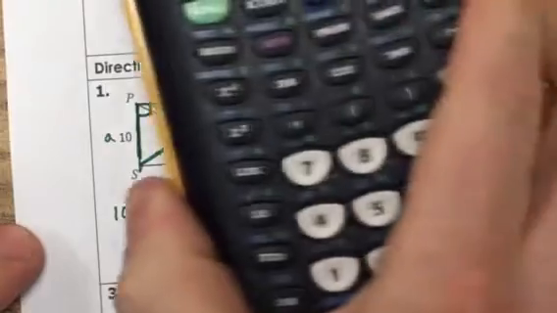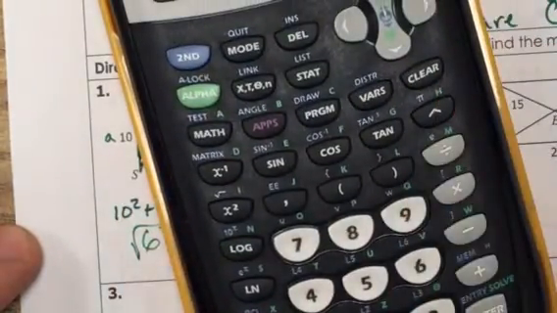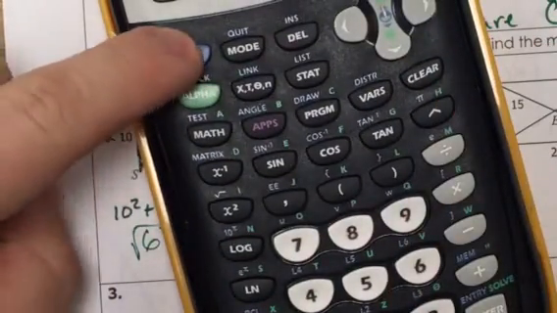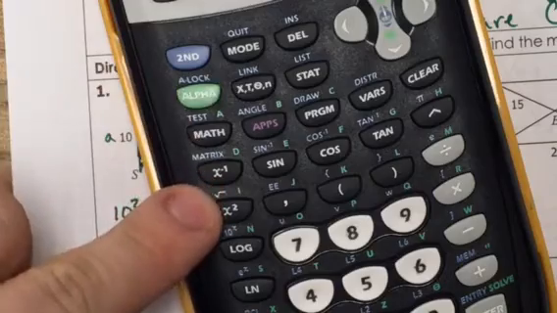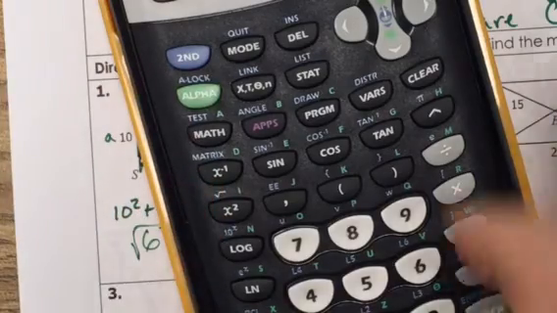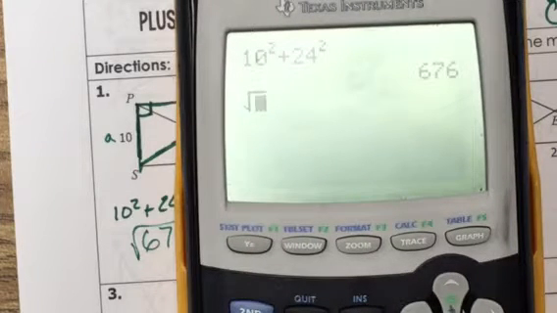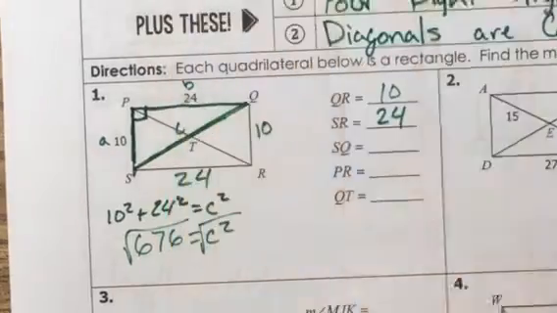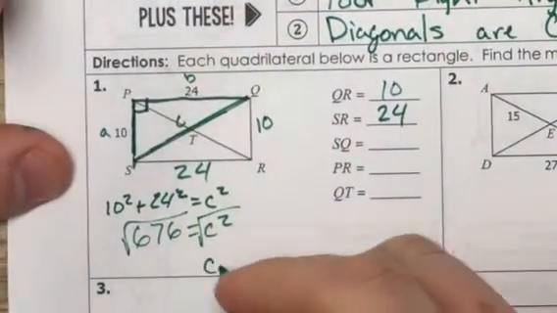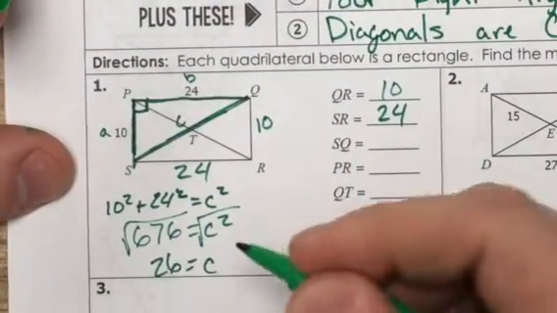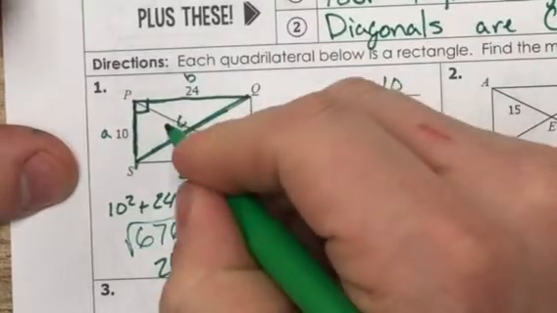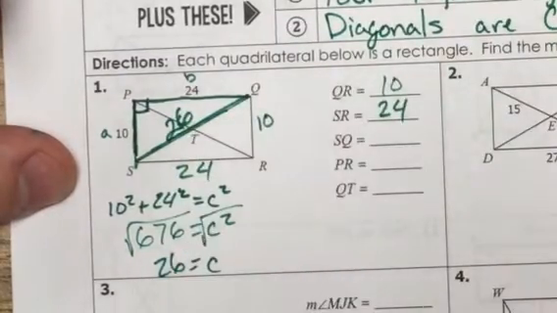So for those of you who need help with finding that, in order to go square root, I'm going to hit the second button, and then I'm going to come right down here to the x squared, and I'm going to hit the square root. Notice it'll open up a square box, and we're going to type in 676, and that is 26. So the purpose of doing that is now I know that my diagonal, SQ, is 26.